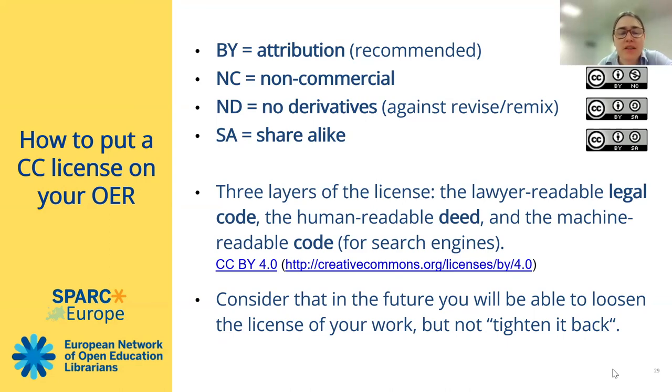Creative Commons licenses have three layers: the lawyer readable legal code, so the complicated text, the human readable deed, so the text normal people can understand, and the machine readable code for the search engines. So it is important to add this for the searching portal to find our work.